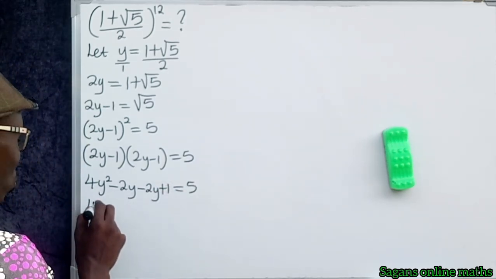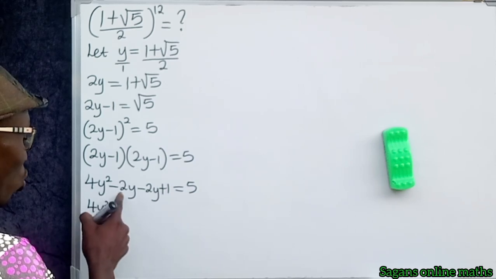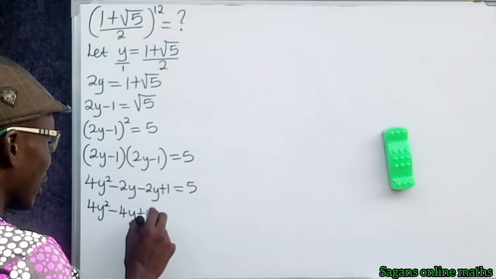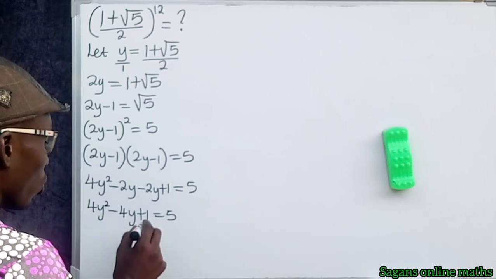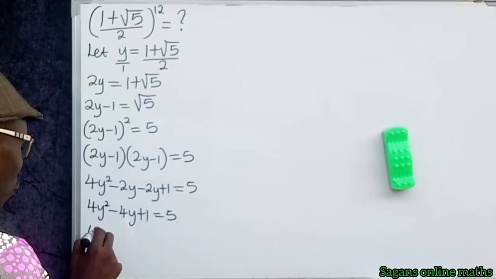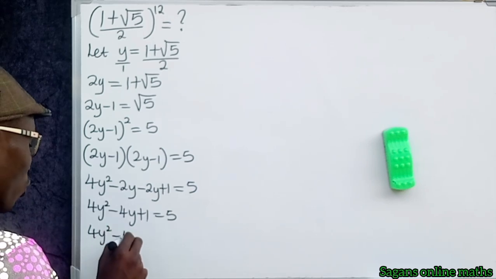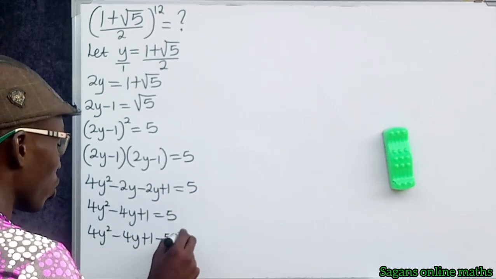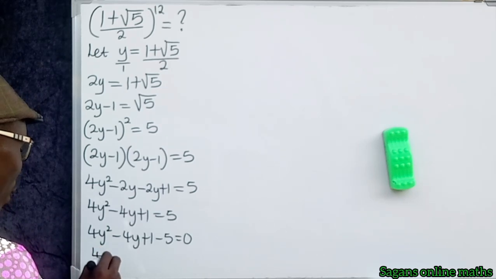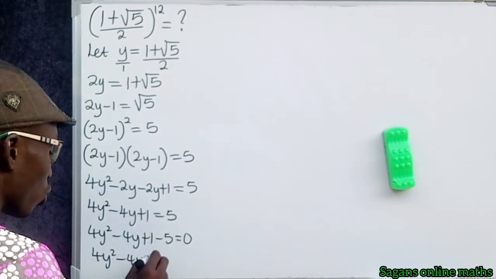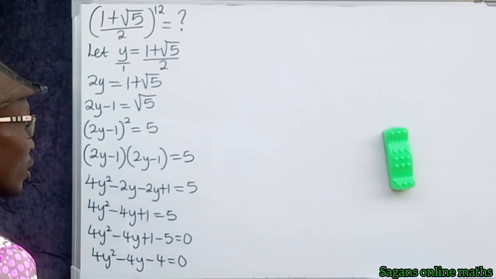So we have 4y², minus 2y minus 2y gives minus 4y, plus 1 equals 5. You can subtract 5 from both sides. That gives 4y² minus 4y plus 1 minus 5 equals 0. 1 minus 5 is minus 4. So 4y² minus 4y minus 4 equals 0.